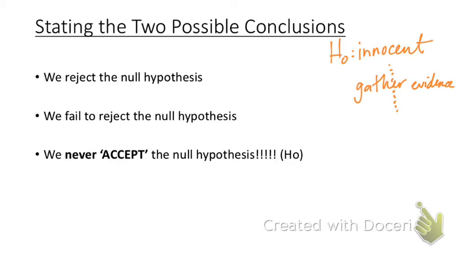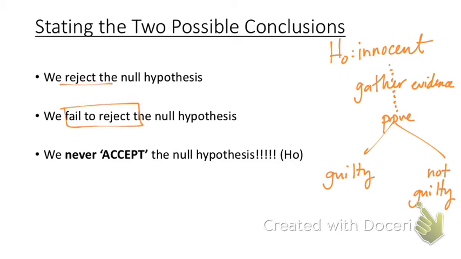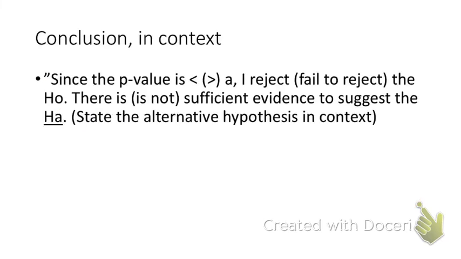And we decide one of two outcomes. And what are those outcomes? Guilty or not guilty. So those are the two things that we can prove. But we can't prove innocence, so we can't accept the null hypothesis, but we can prove that it's either wrong or it's not wrong. So that's why we reject or fail to reject. So you're going to go through this calculation process, come to a decision, and write the conclusion in context.